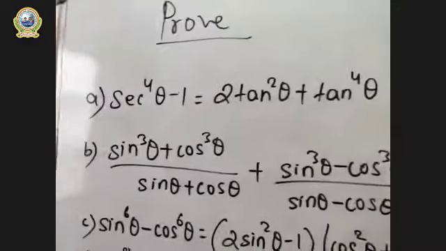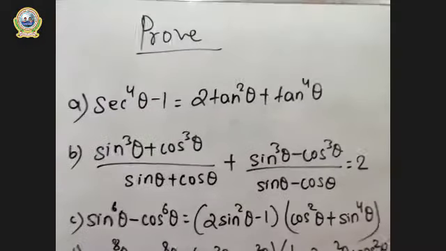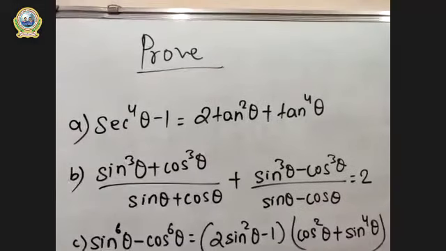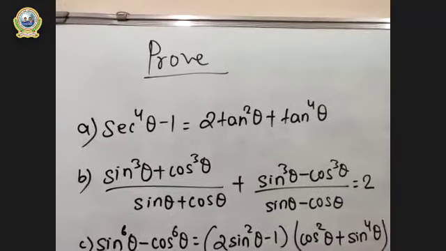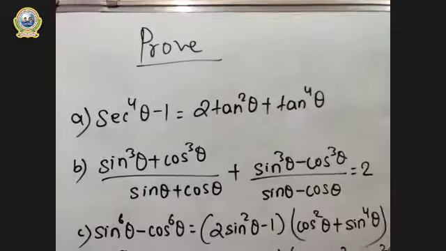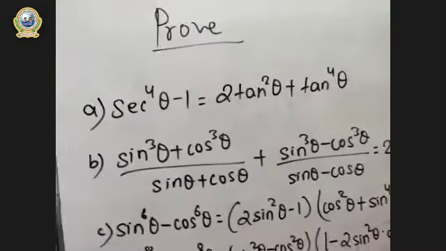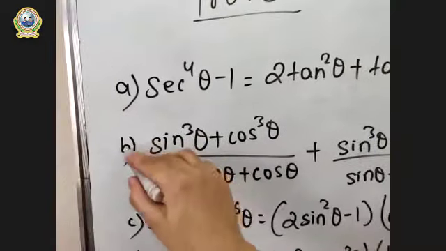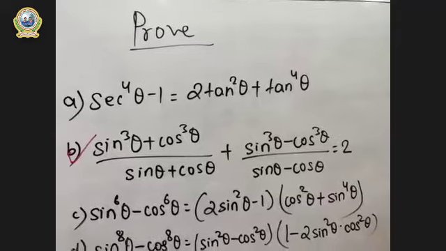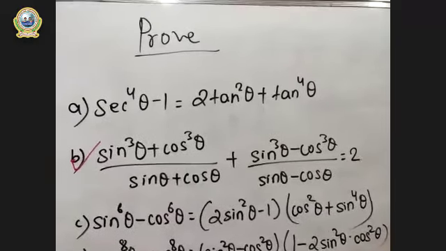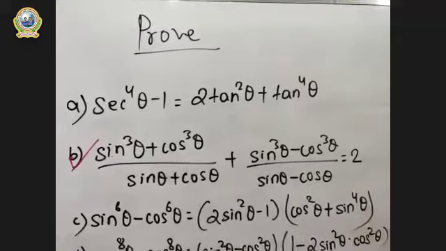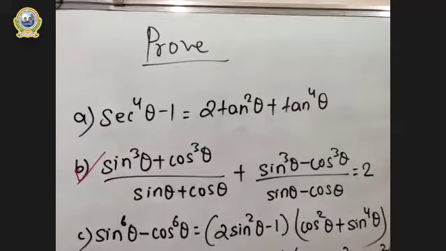Just a second, okay? You can just revise the formula or analyze the question. We're just done. Now I want you to copy the second question. It says sine cube theta plus cos cube theta upon sine plus cos. Copy that B part. Question number B: sine cube plus cos cube by sine plus cos, plus sine cube minus cos cube by sine minus cos, is equal to 2. This is our question, second part.